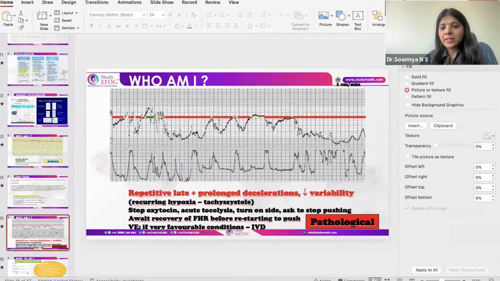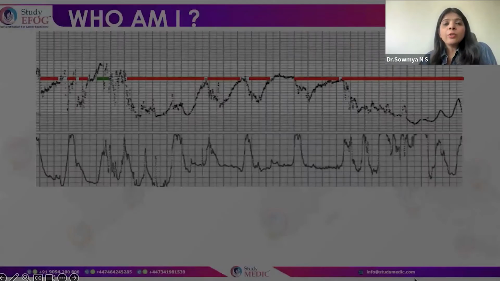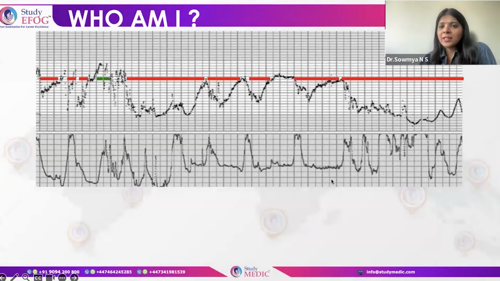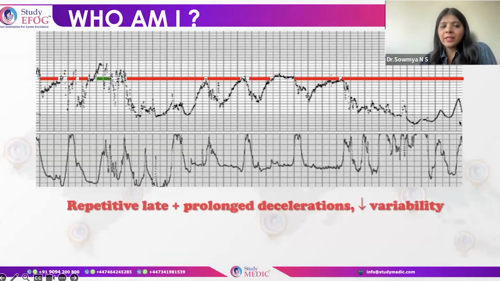There is one more CTG. That's why I came to this. So here what's happening? Obviously, it's a very obvious one. It is pathological because there is a prolonged deceleration. But let's look into the interpretation. Late and prolonged deceleration. You can see here also, there is a prolonged, late and variable deceleration.